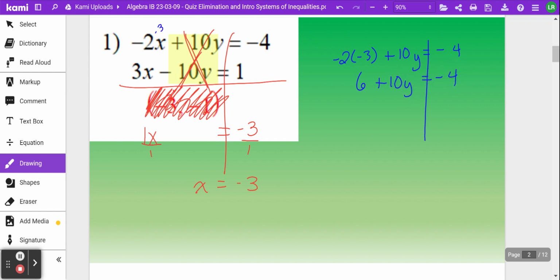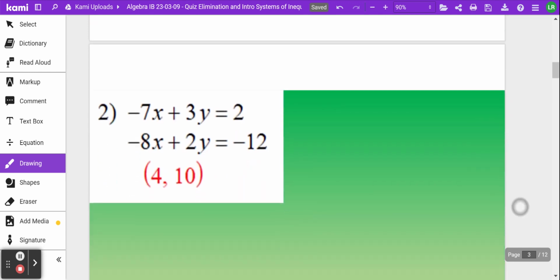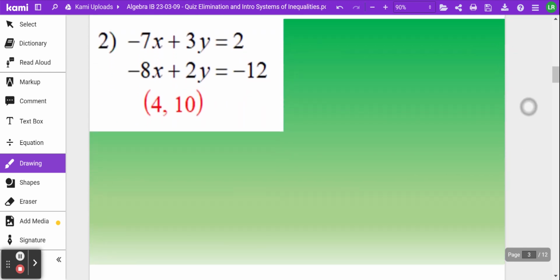And I have this two-step equation. There's my y, so I'm moving the 6, minus 6. Get 10y equals negative 10. Divide by 10, and y is negative 1. Okay, final answer, negative 3, negative 1. X, then y. Okay, let's do another one. This next one, you will have to make opposites. Go ahead and pause the video. Give students about 5 minutes to complete this problem.